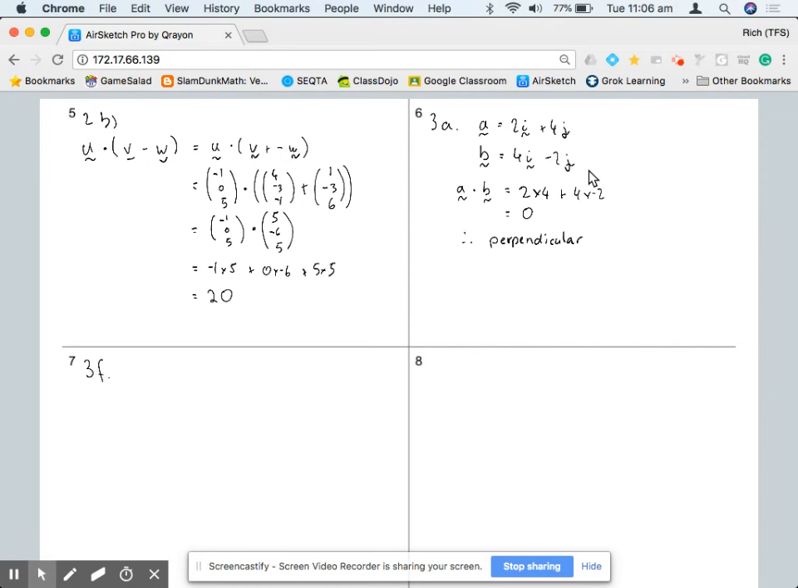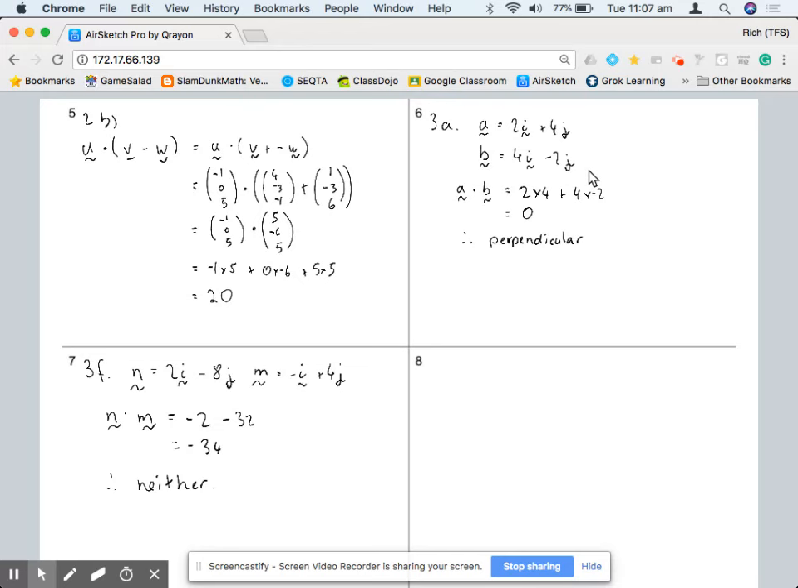3f, n vector is equal to 2i vector minus 8j vector. m vector is equal to negative i vector plus 4j vector. The dot product is equal to 2 times negative 1, so negative 2, and negative 8 times 4 is negative 32, so that's negative 34, and so therefore it's neither 0, it's nothing particular, so it's neither.